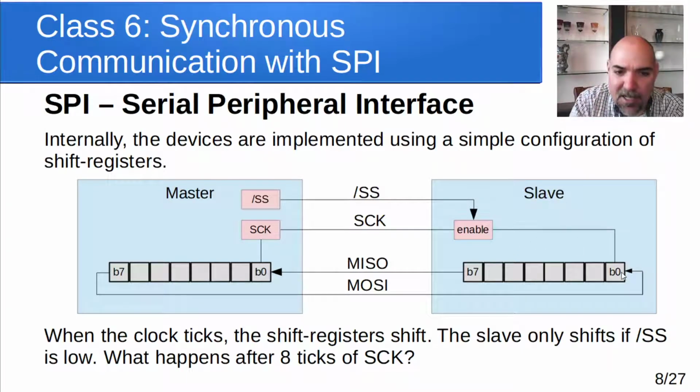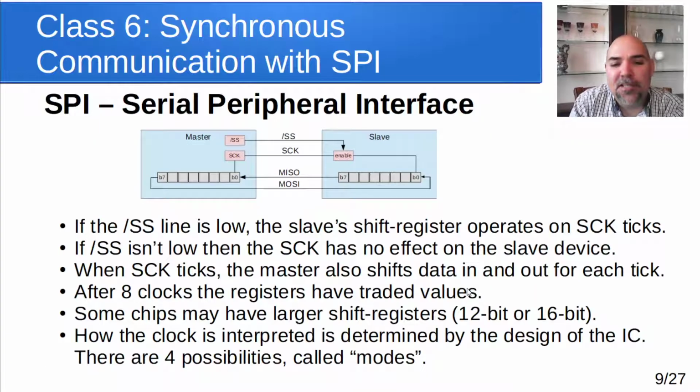So if I tick that clock 8 times, and there are 8 bits in each of these, what happens? What does the state of the registers look like after 8 ticks of that clock? And this is a really clever implementation, super clever. If the slave select line is pulled low and this device is enabled, then it shifts its stuff out. It shifts the master stuff in. The master is shifting its stuff in while it's shifting its stuff out. So after 8 clocks, the registers have traded values.